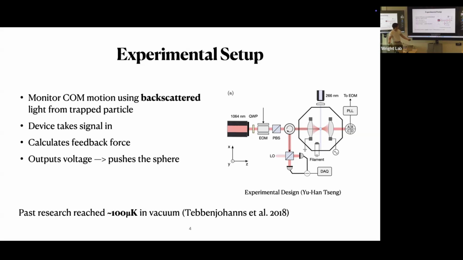Some past research was able to reach a temperature of 100 microkelvin, since the thermal motion is related to the temperature. This is really, really cool. Hopefully, I don't want to be in that place.